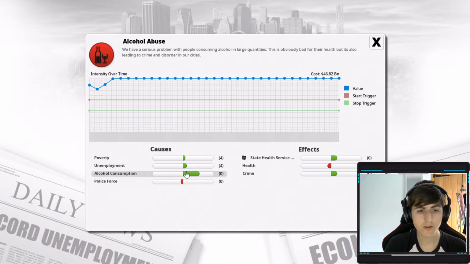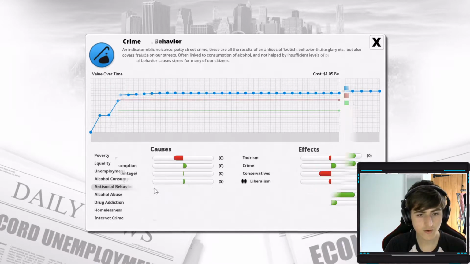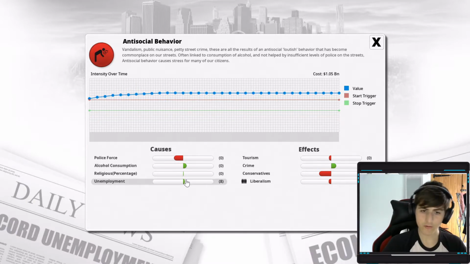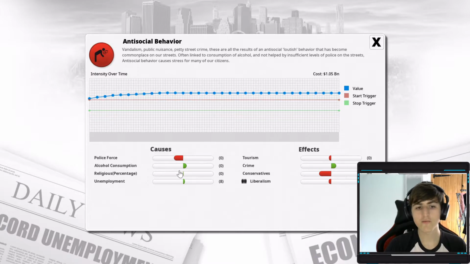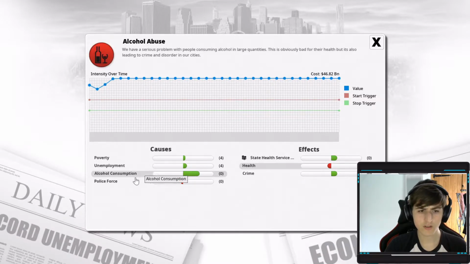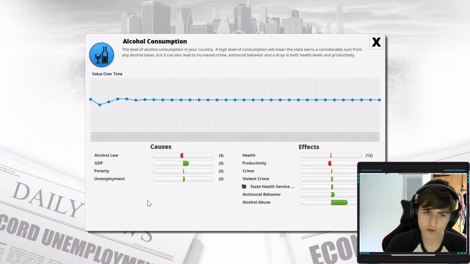But obviously that'll have a big effect on the state health service cost, which is why it's increasing our costs. The alcohol abuse is due to the alcohol consumption, of course, but I feel like antisocial behaviour is also caused by alcohol consumption. So we need to try and reduce the alcohol consumption, in theory. This antisocial behaviour, this alcohol abuse, is causing some issues. So what's the best way we can reduce the consumption of alcohol?